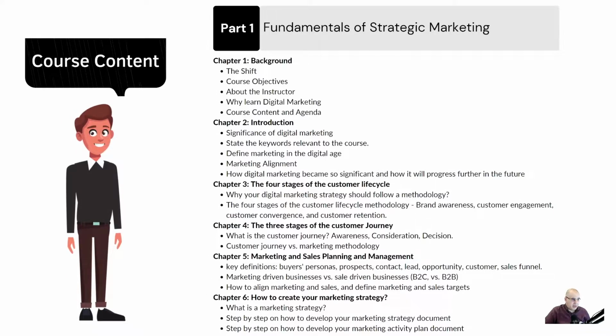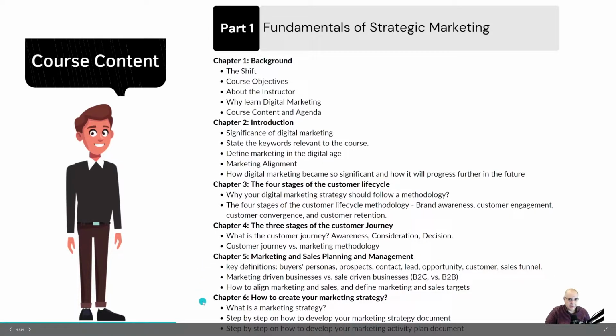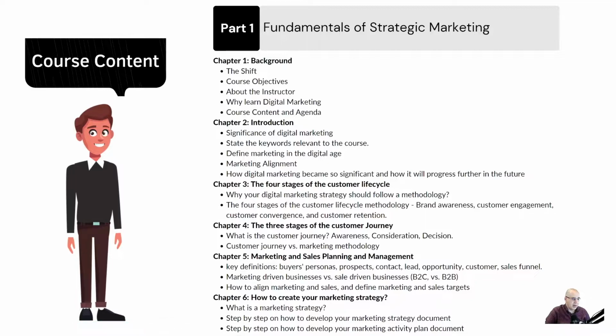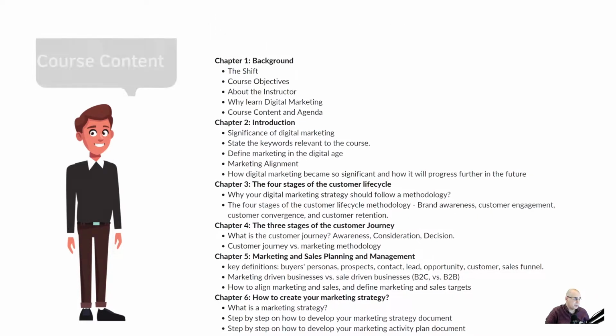This is a quick review of the entire course agenda. So as you can see here, the entire part 1 was about the fundamentals of strategic marketing, and we covered a lot of content related to the strategic part of marketing, including the marketing methodology, which is the 4 stages of the customer life cycle, the 3 stages of the customer journey, marketing and sales planning and management, and chapter 6 was the conclusion of part 1 by going step by step on how to design and build a marketing strategy and the marketing activity plan as well.